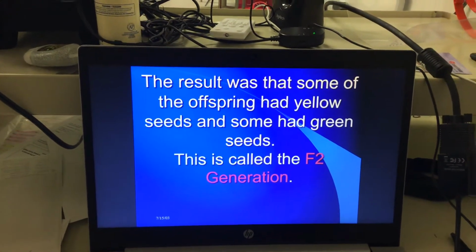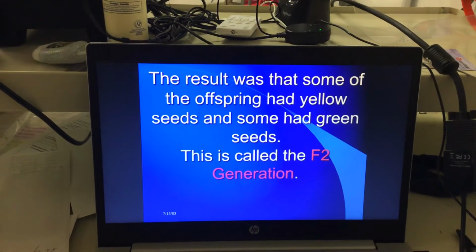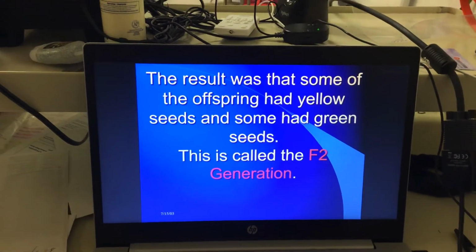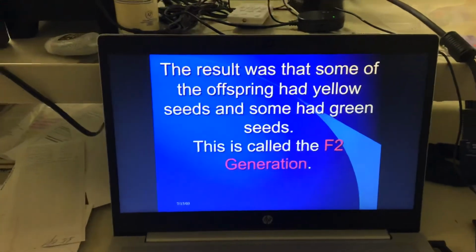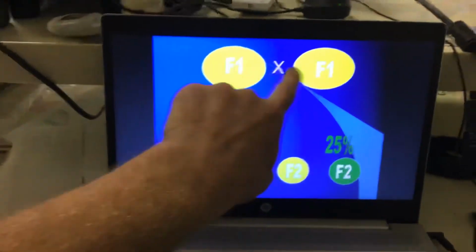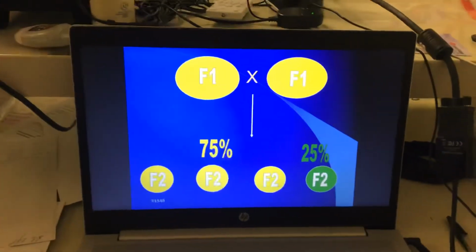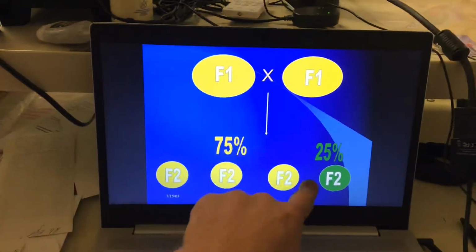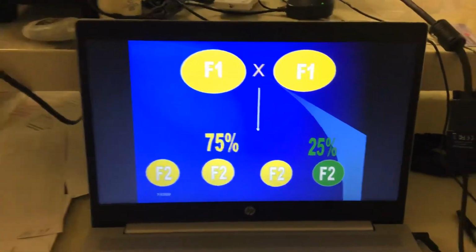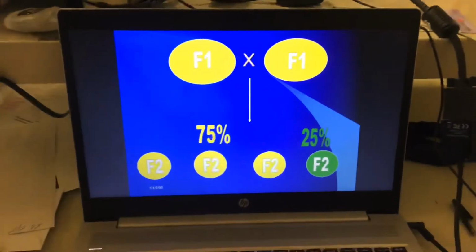Now in this instance, we took a yellow, we crossed it with a yellow, and we got some yellow and some green. So there we are. We crossed it, and we got 75% yellow and 25% green. So basically out of 4, 3 out of 4 were yellow, 1 out of 4 was green.